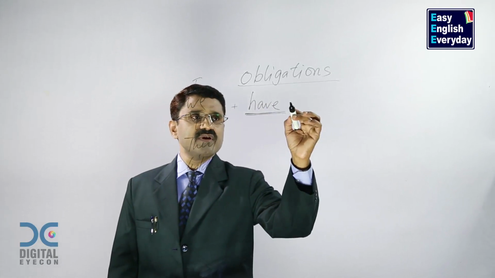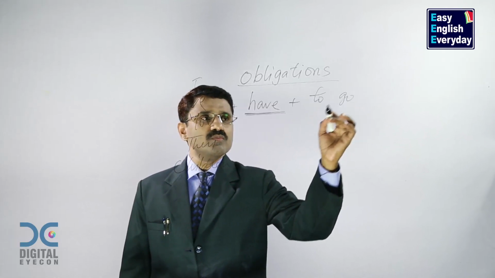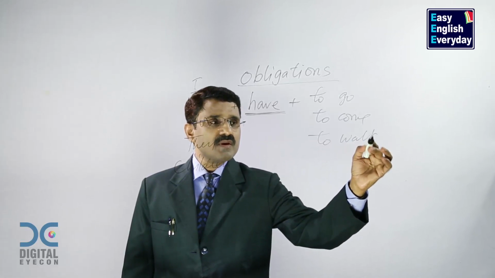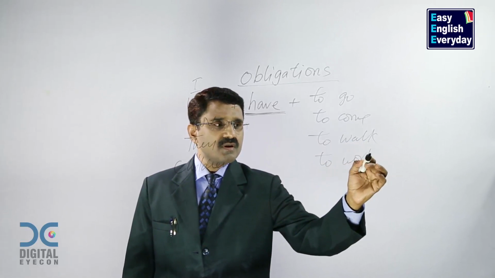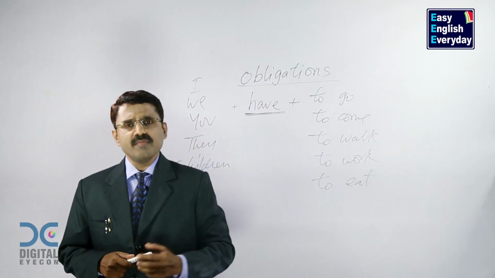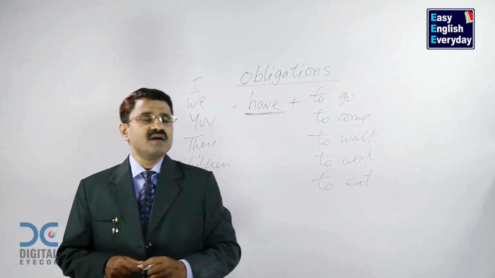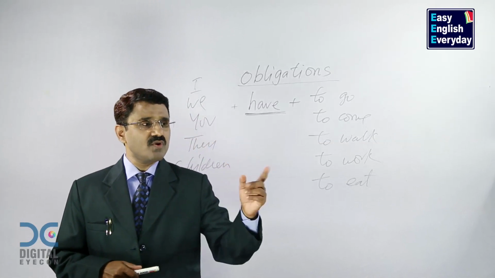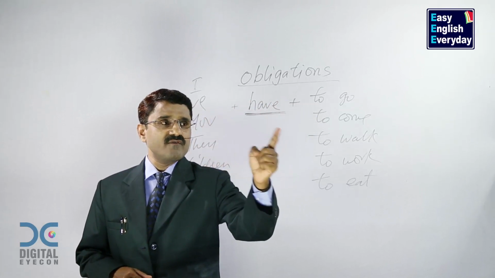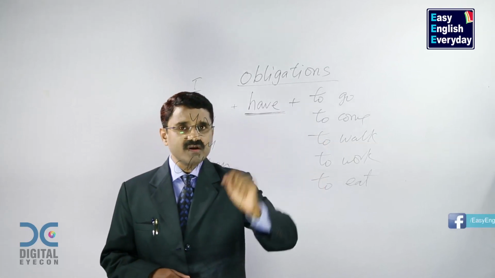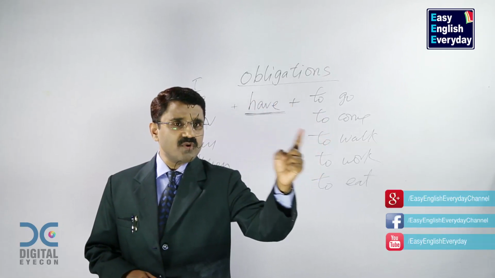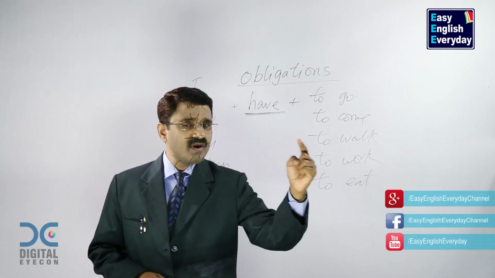Now let us see what we are doing now. I have to go. I have to come. I have to walk. I have to work. I have to eat. In this way you can make many more sentences. We have to go, we have to come, we have to walk, we have to work, we have to eat. You have to go, you have to come, you have to walk, you have to work, you have to eat.